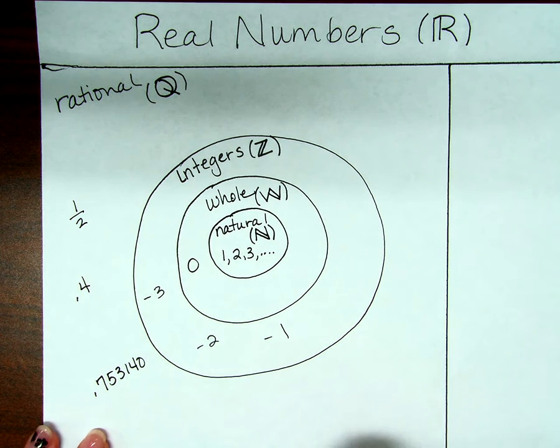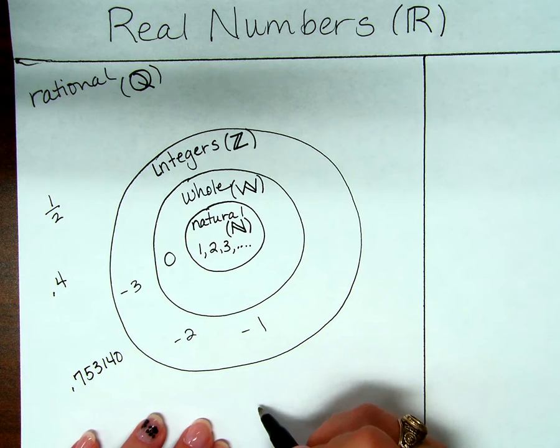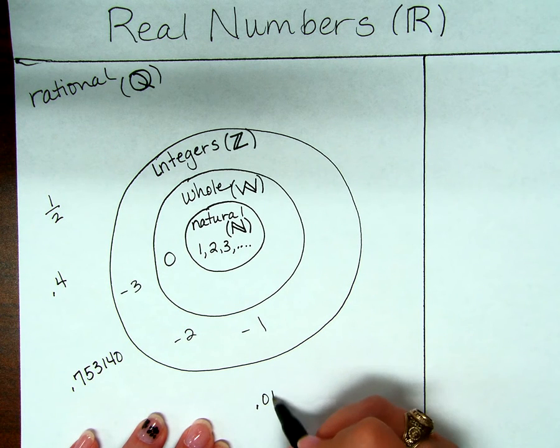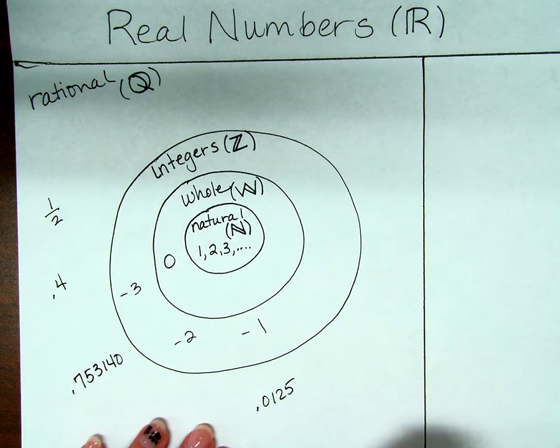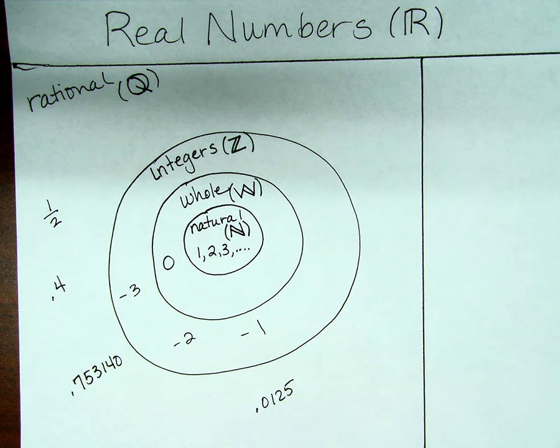0.753140, is that what you said? Okay. What'd you say? 0.0125. Okay. Can you write pi as a fraction?